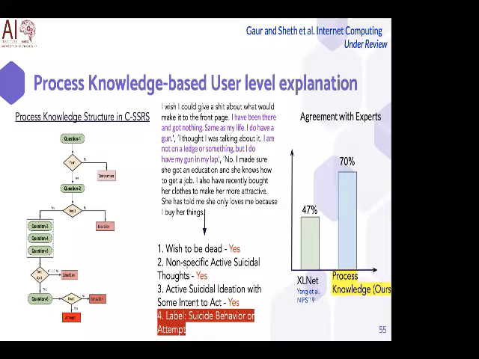And then we evaluated our approach with experts. The best performing large language model baseline got it right 47% of the time, and our approach got it right 70% of the time. So there's still room for improvement. 30% is still not acceptable, but the progress we're making is towards trying to explain how the models work, slowly.